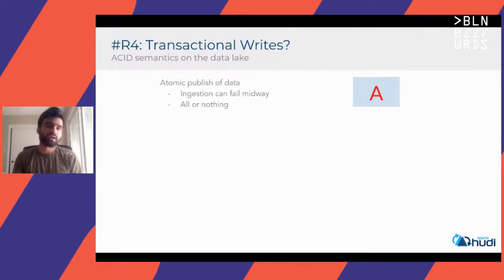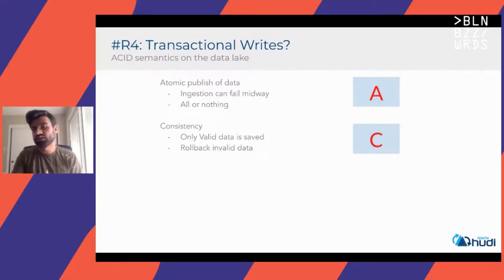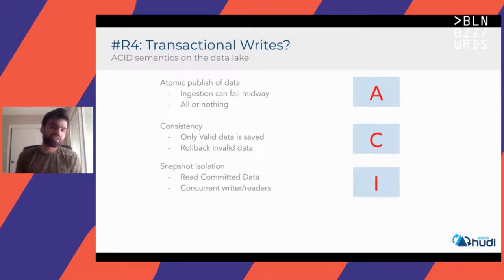A stands for atomicity, which is essentially the publishing of data. Say you're ingesting data and the ingestion fails midway, we should basically either show things that have been atomically published or things that have not been atomically published. Consistency is about only valid data being saved, so anything that's invalid is rolled back and not exposed to the users. Isolation is essentially, okay, we have read committed data, and at the same time we have concurrent writers and readers. How do we provide isolation of read committed data from these concurrent operations? And finally, durability: we do not want any data loss on our data lake.